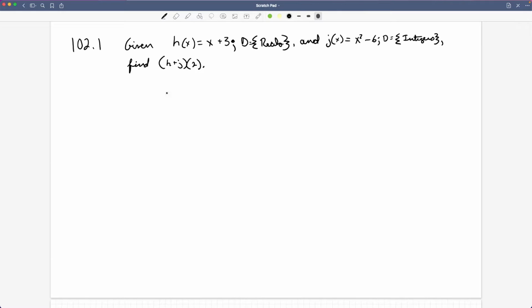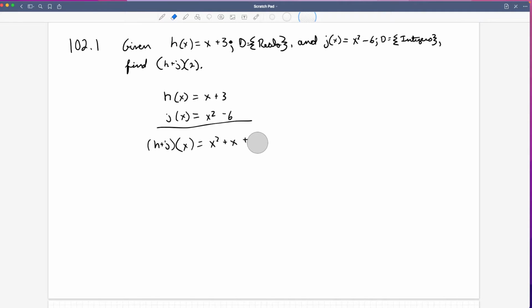So here's what we'll do first. We'll add these together. I have h of x is equal to x plus 3. And I have j of x is equal to x squared minus 6. So I have h plus j of x is equal to x squared plus x plus, no, that would be minus, because the 6 is bigger, so minus 3.